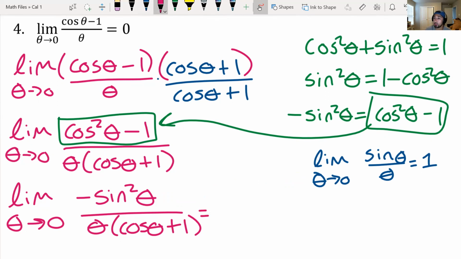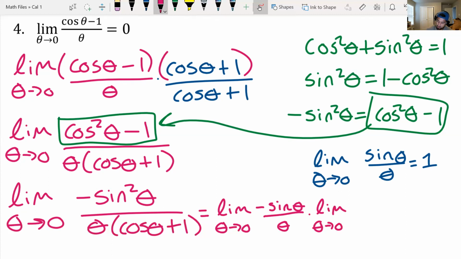So I'm going to split this into two limits. I'm going to make this the limit as theta approaches 0 of, and since it's sine squared, I have how many sines? 2. So I can make this negative sine theta over theta times the limit as theta approaches 0 of sine theta over cosine theta plus 1.